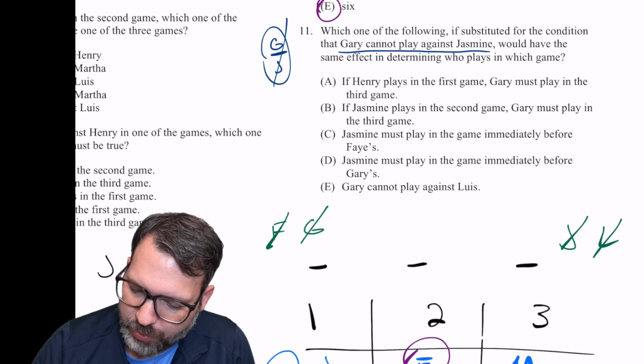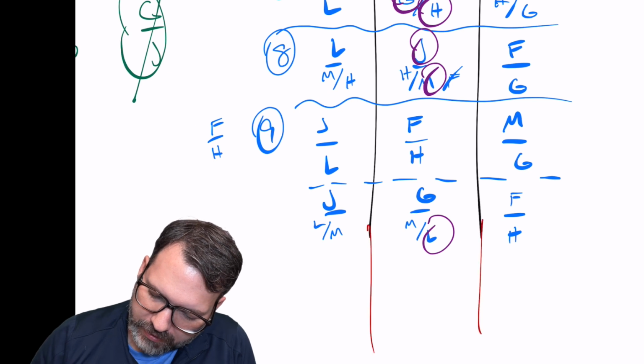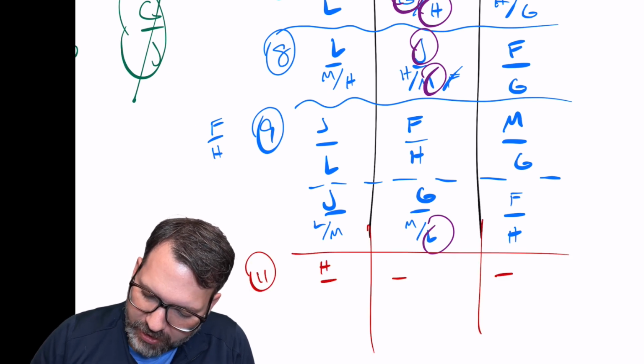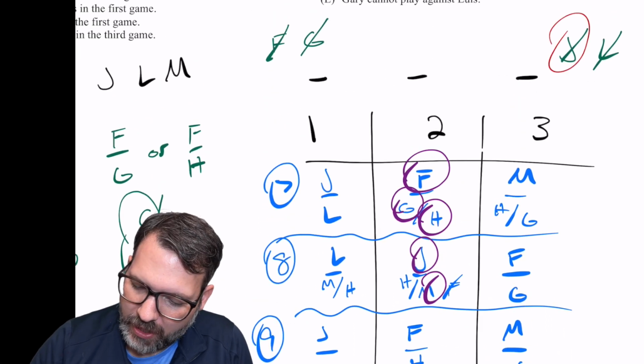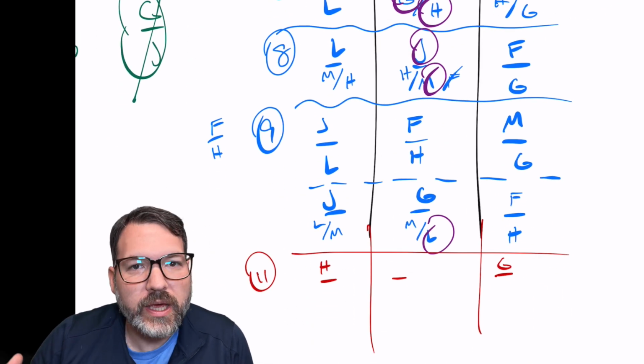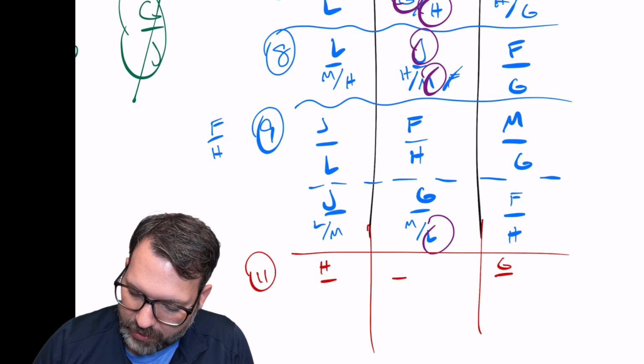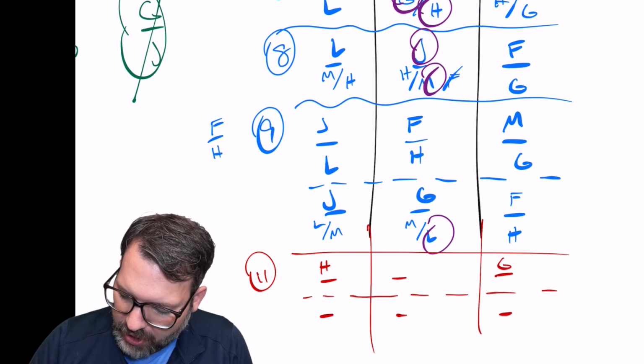A says if H plays first, G must play third. Well, let's set that up down here. Certainly if H is first and then G goes third, G and J can't play together because J never goes third. So for sure, if H is first, this works out the way that we would expect. But there's no reason H has to go first.